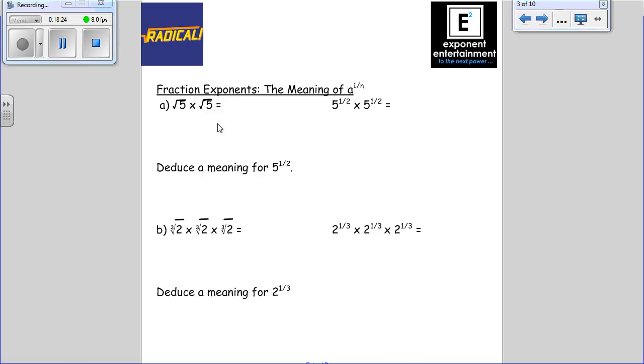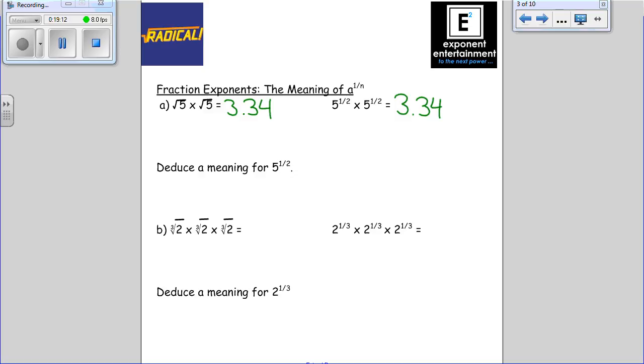We're going to just type in our calculator the square root of 5 times the square root of 5. Punch that in and you get 3.34. Now I'm going to put in my calculator 5 to the power of 1/2 times 5 to the power of 1/2, and I'm going to notice that that is equal to 3.34. That's not right. It would be the exact same, but the numbers are wrong.